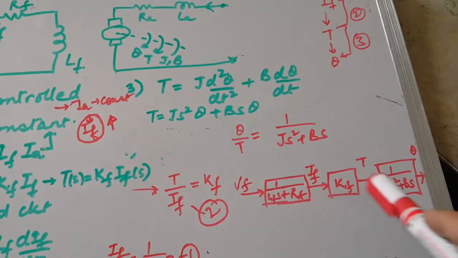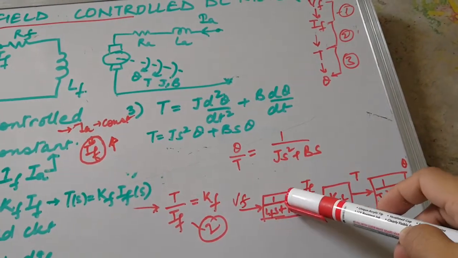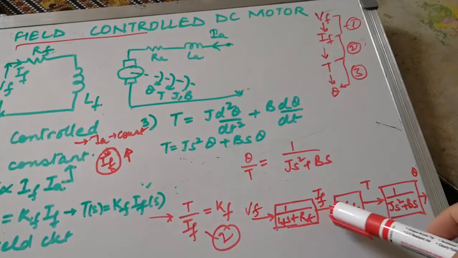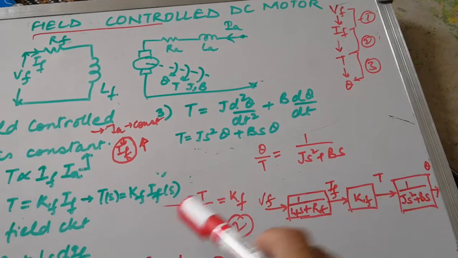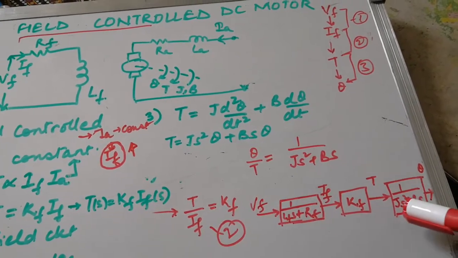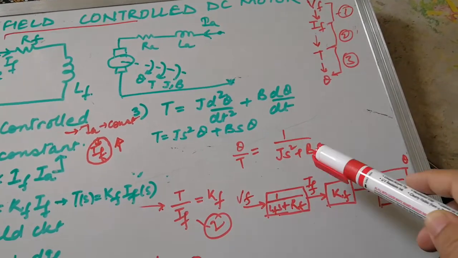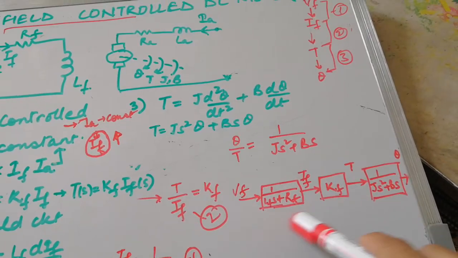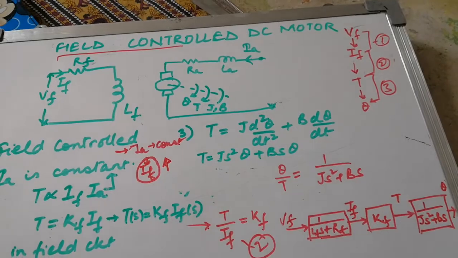Rearranging them one by one like this, first VF then IF, which transfer function gives me this? This one, so I have marked it here. Similarly, IF acts as the input and torque as the output, which gives me this one. The next one is theta as the output and torque as the input; this is the transfer function that gives me. So this complete becomes the mathematical model of this field controlled DC motor.